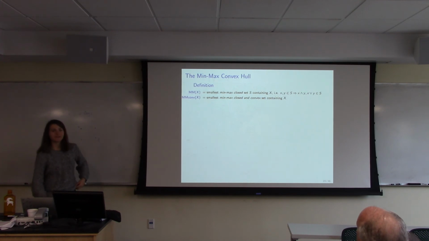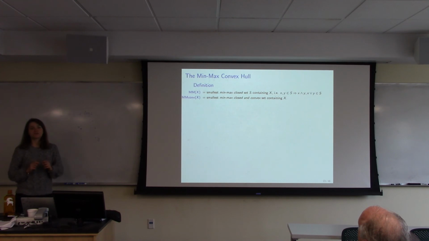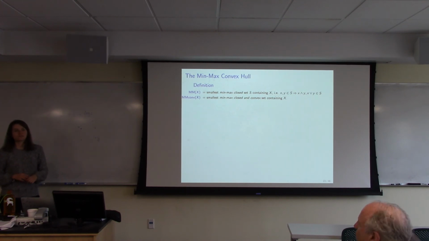I have a question concerning the computation of MMX. If you start with an S that isn't closed under taking mins and maxes, and then throw in the mins, does that finish it? One stage is not enough. Oh, it's not enough. Then is a finite number of stages enough?